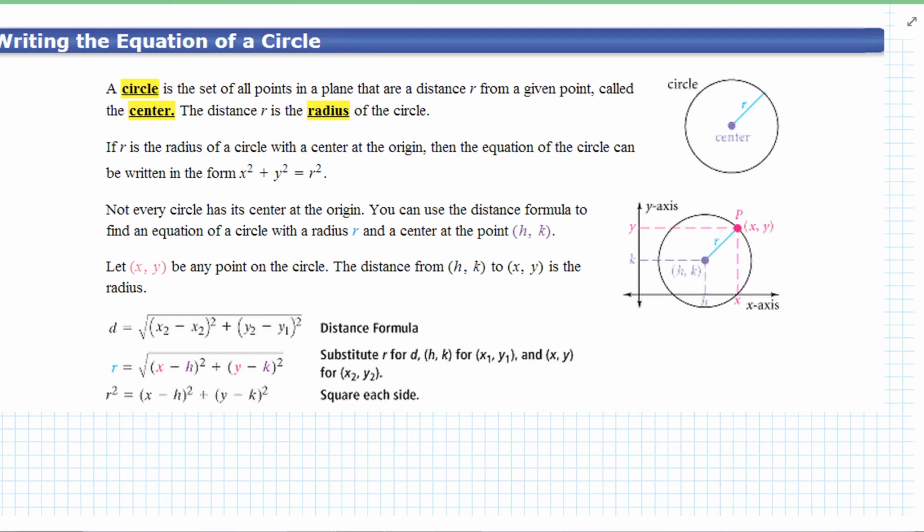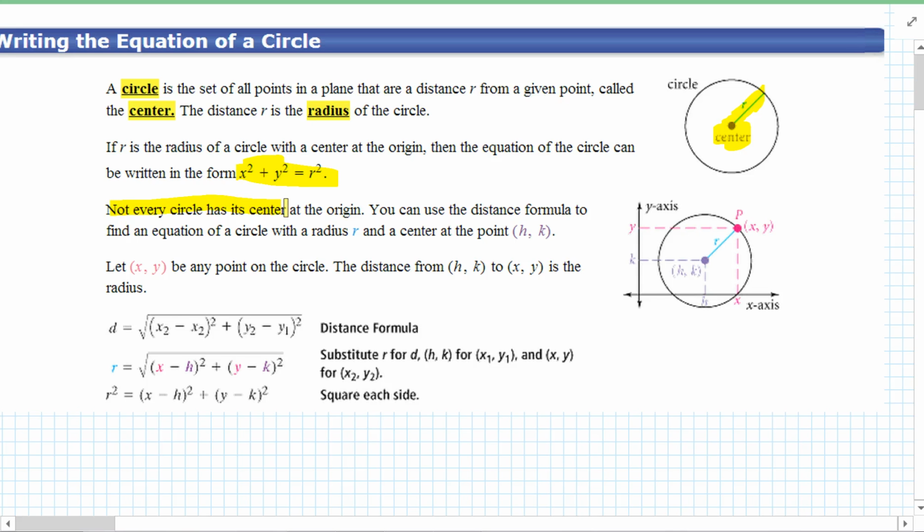Writing the equation of a circle. Well, let's first define. A circle is nothing more than a set of all points in a plane that are equidistant from a given point. And that point is called the center. The distance of r from the center to all points on that plane is the radius. So if r is the radius of a circle with the center at the origin, then the equation of the circle can be written easily as x squared plus y squared equals r squared.